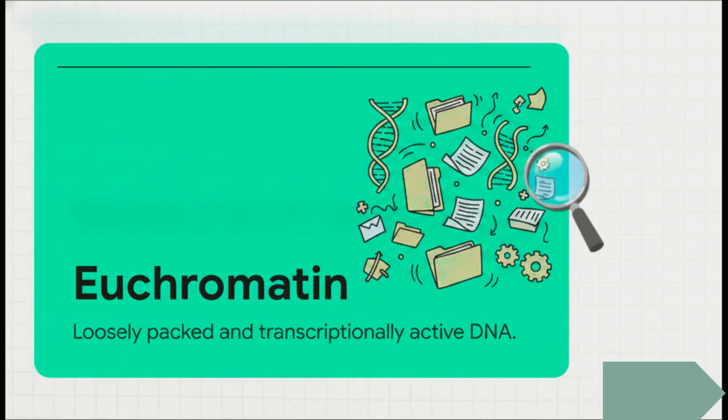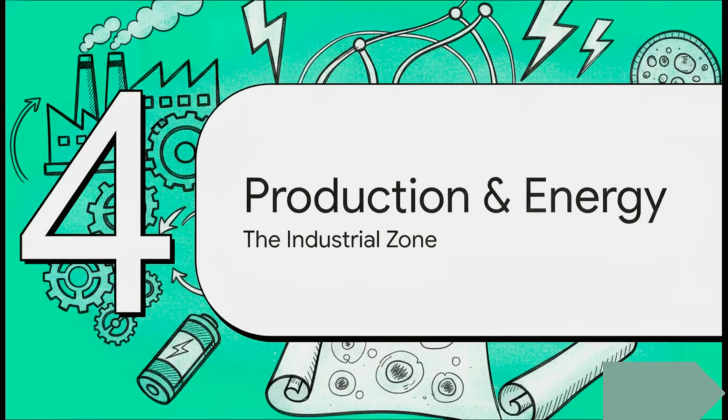So the crucial takeaway here is how this genetic data is stored. It's not just a messy pile of DNA shoved in a drawer. It's highly categorized. Euchromatin is loosely packed DNA. Think of these as the open, active files sitting on the desk that the cell is currently reading to build things. Heterochromatin, on the other hand, is tightly condensed and totally silent. These are the archived files, permanently packed away in boxes because this specific cell doesn't need those instructions for its particular day job. Which brings us to Section 4, Production and Energy, the industrial zone.